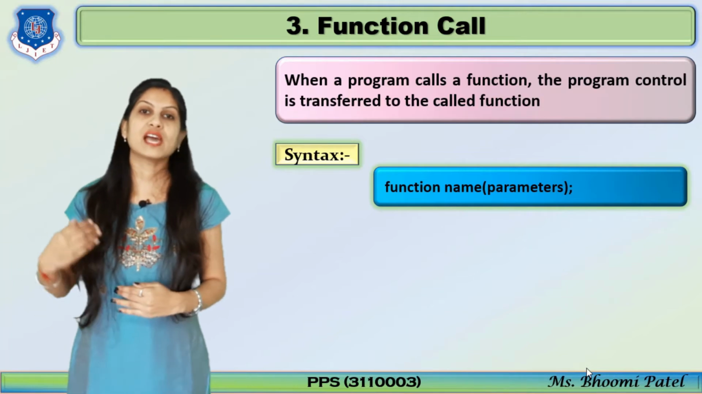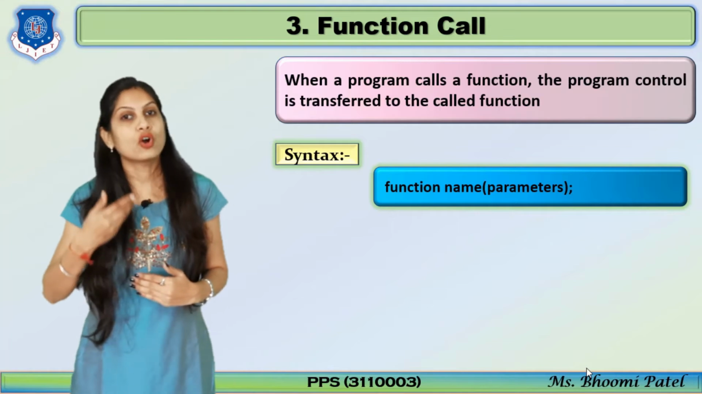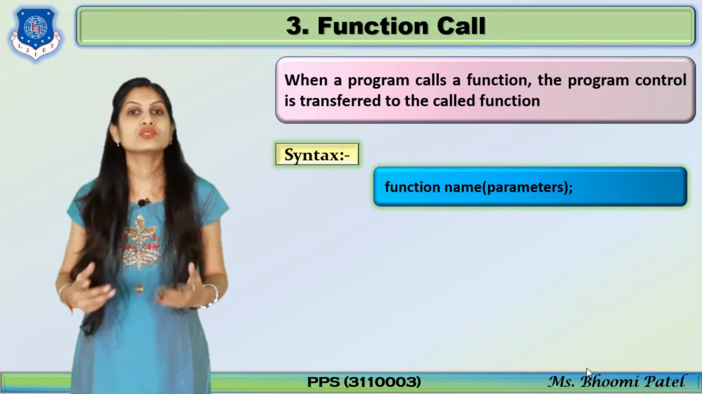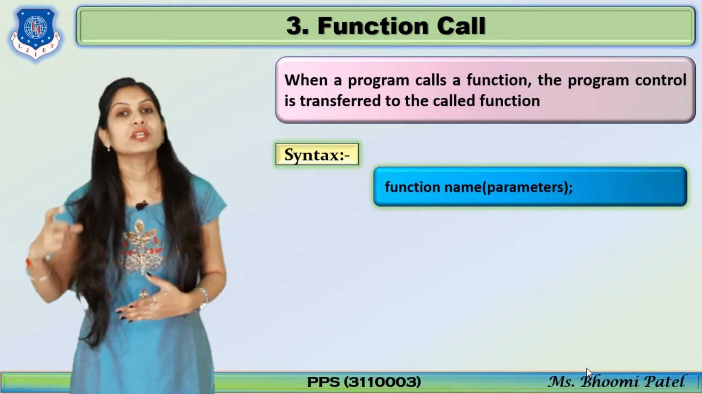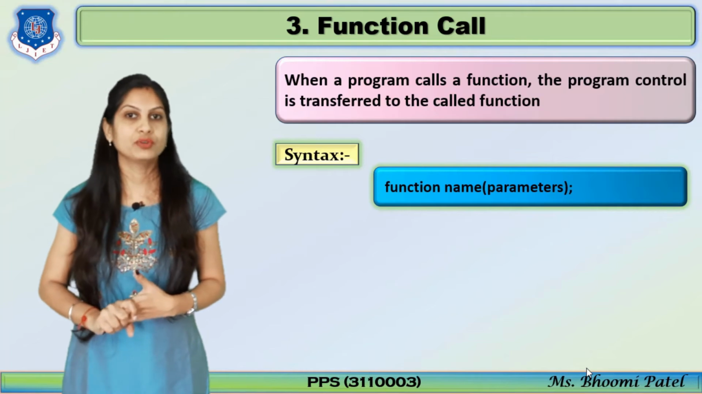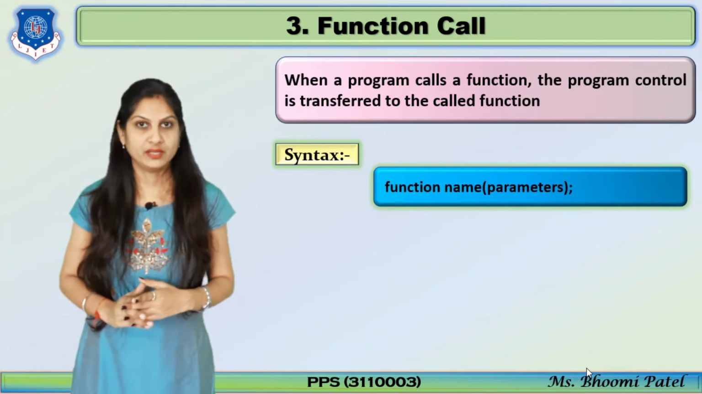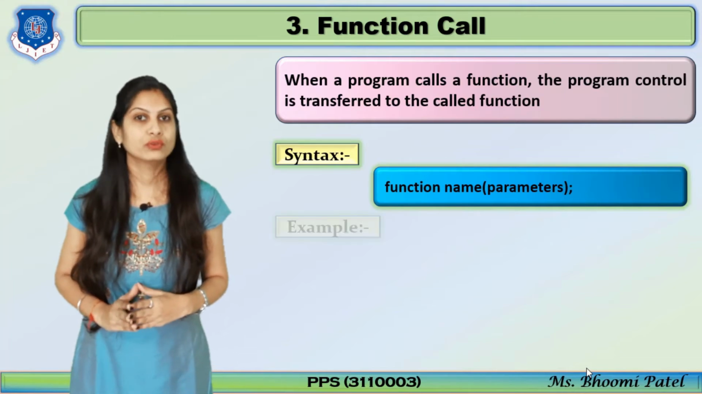What happens when we write a function call in void main? Then the function is called and the definition part will be executed. But suppose you are missing this function call in your program, then that particular function cannot be executed, even if it is written after the void main. Clear? So this is a very important element that we have to remember.